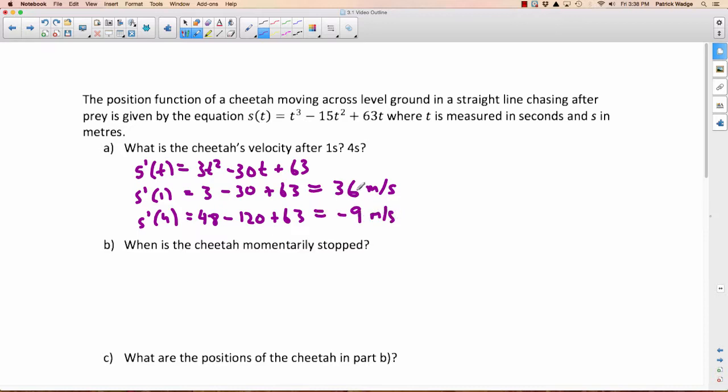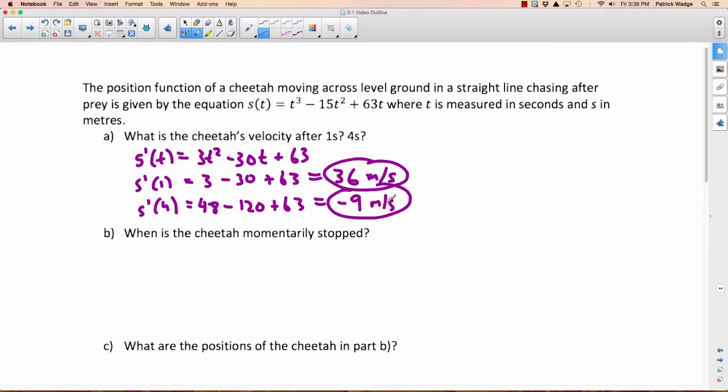What does this mean, one being positive and one being negative? All that basically means is it started at a certain point, and when it's going in this direction, it's positive. If it's moving back this direction, it's negative. So basically this cheetah is going back and forth trying to get this prey, whatever the prey is. Okay, so we have our answers for this question.